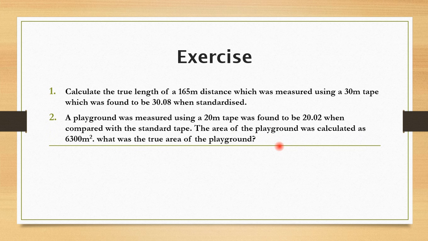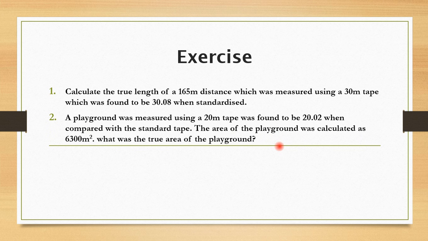You need to do the following exercise to gauge yourself whether you've understood the calculations that we are making. The questions are as follows. The first question: calculate the length of a 165 meter distance, which was measured using a 30 meter tape, which was found to be 30.08 meters when standardized. You're supposed to work out the true length of the 165 meter distance that was measured.